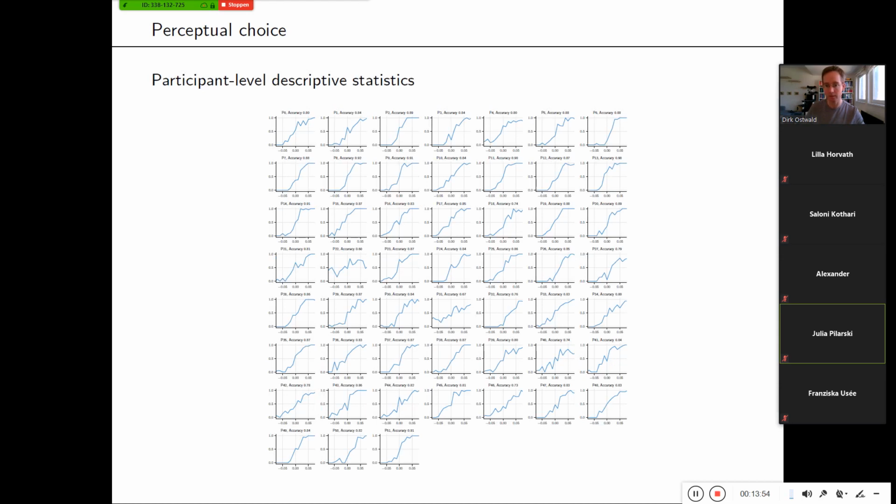This is also interesting from the perspective of modeling: these are single participants. These 52 participants, the psychometric function and their associated accuracies, and you see that there is some variation. Of course, there are also fewer trials for each participant individually. For example, here, participant 31 was not very good.